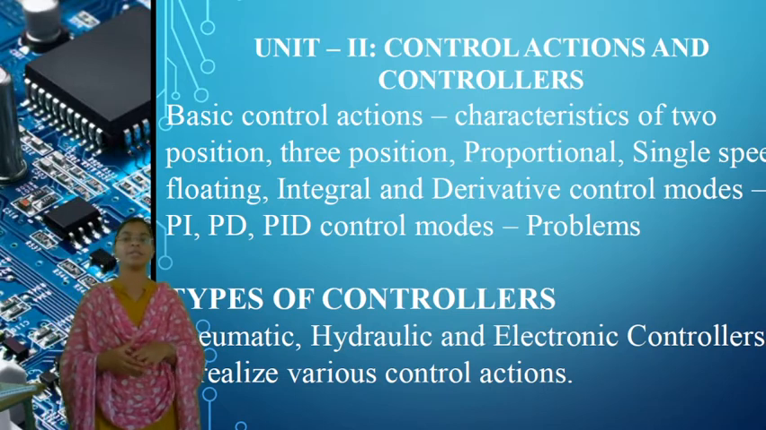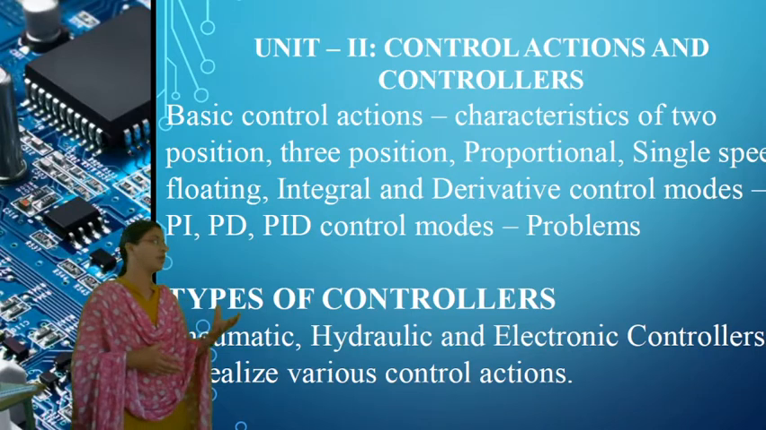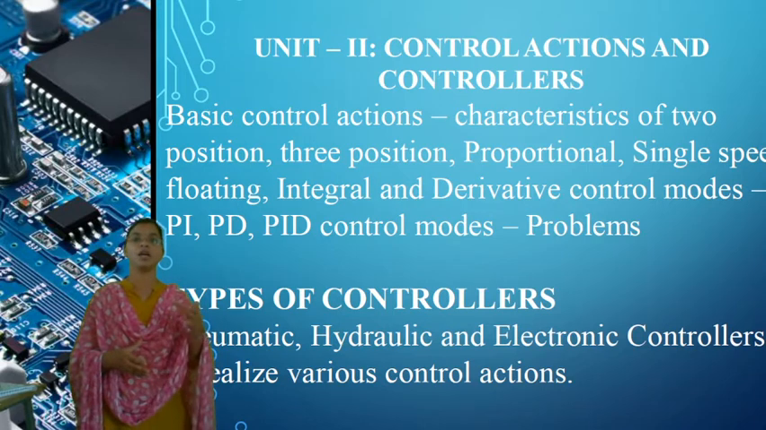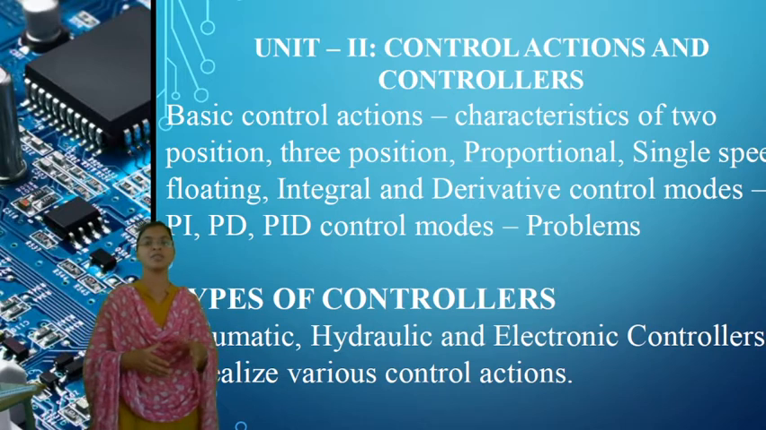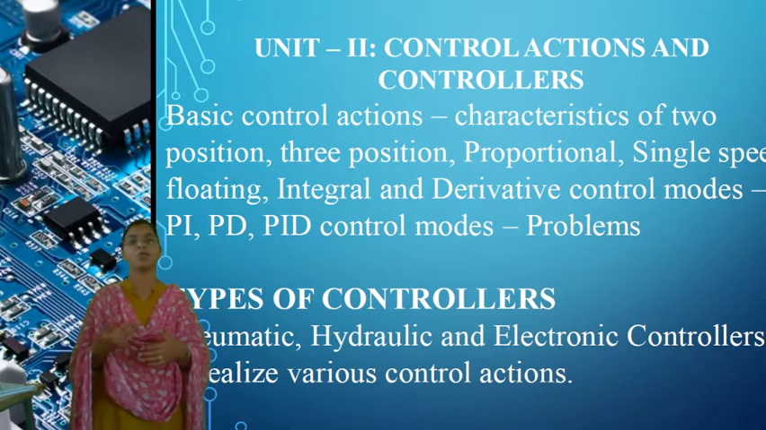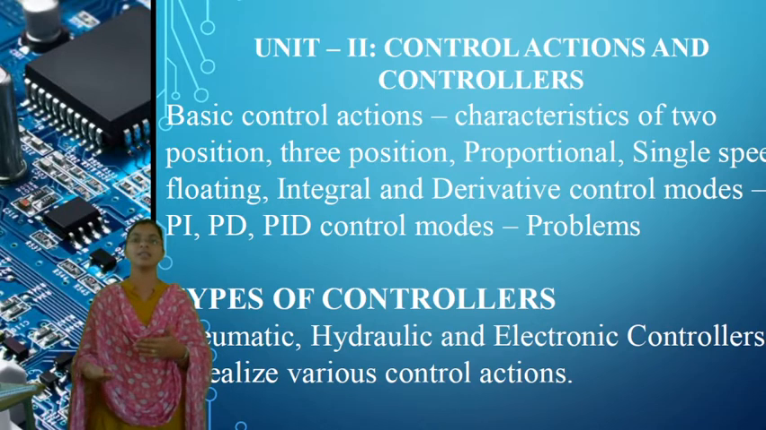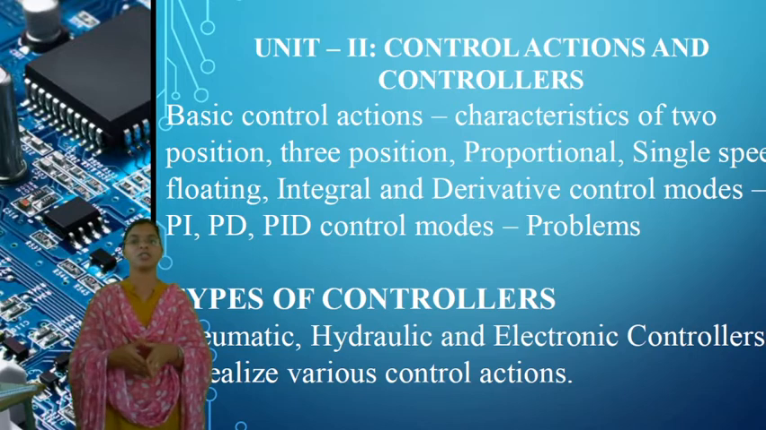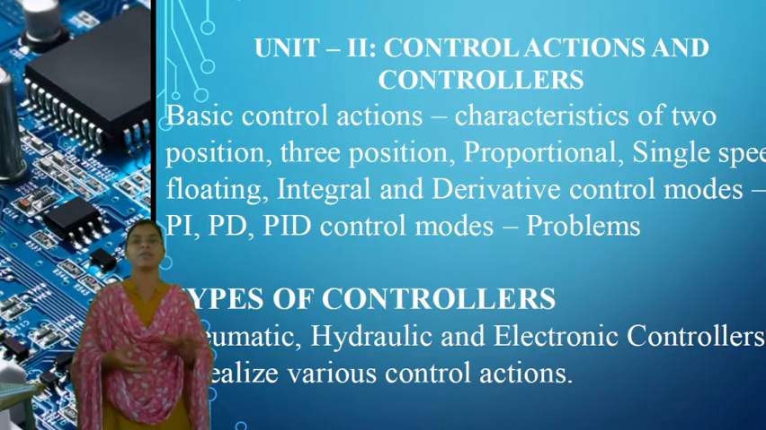This chapter is divided into two parts. The first part is related to which type of action you are going to take, that is, how the controller mode will act according to the output generation. If the output is in a discontinuous manner, then those controller modes are discontinuous modes. If the control action that is generated is continuous, then that is called continuous action, and we also have composite actions. All these topics you are going to learn in the first part of the second chapter.